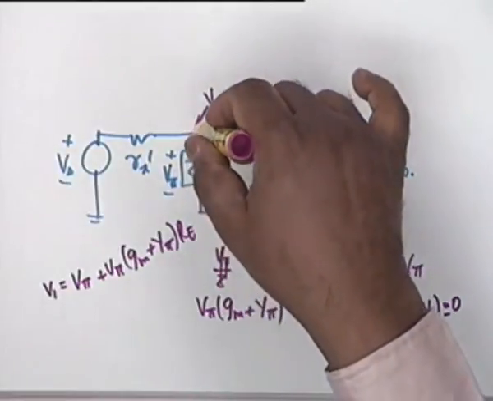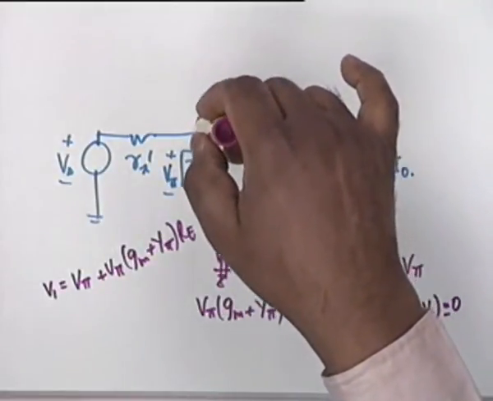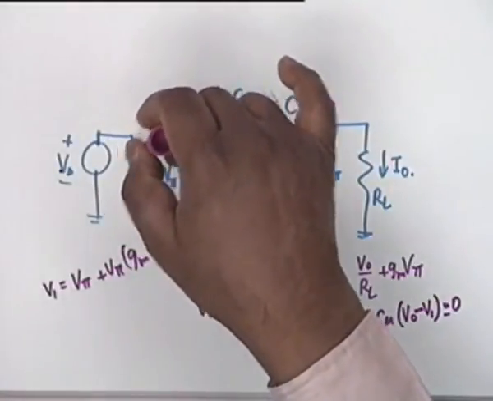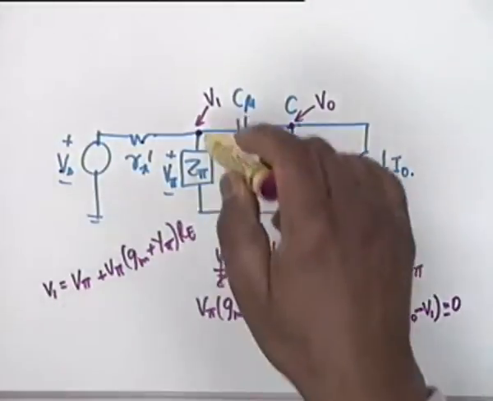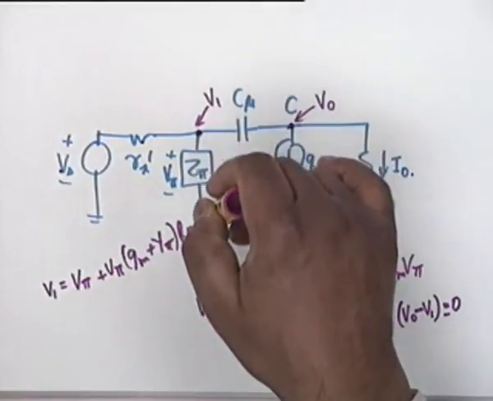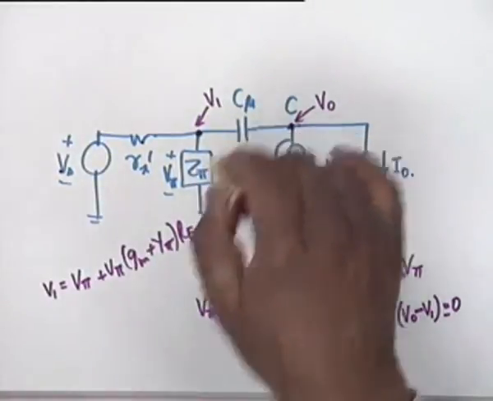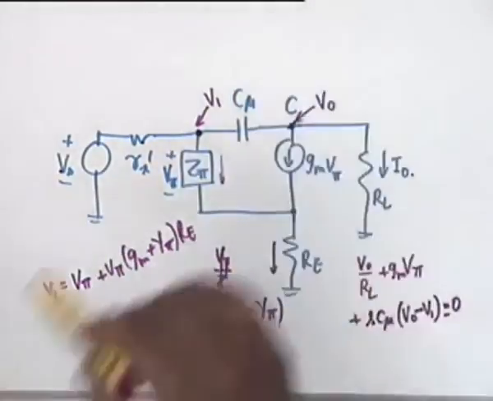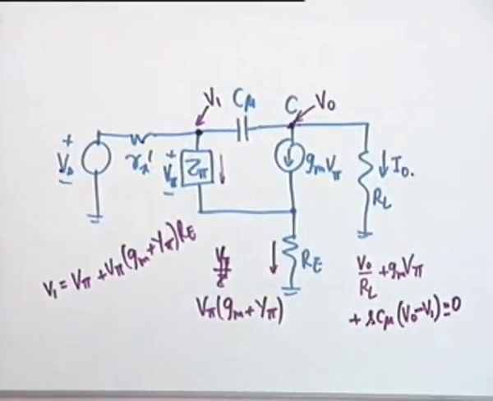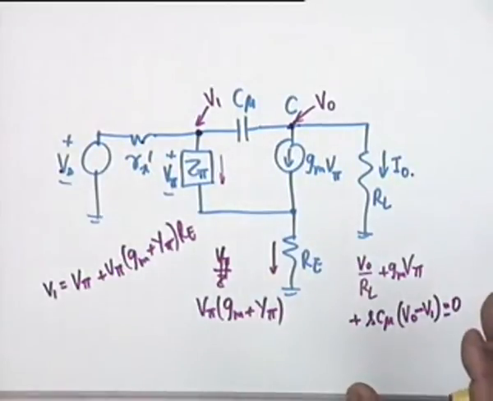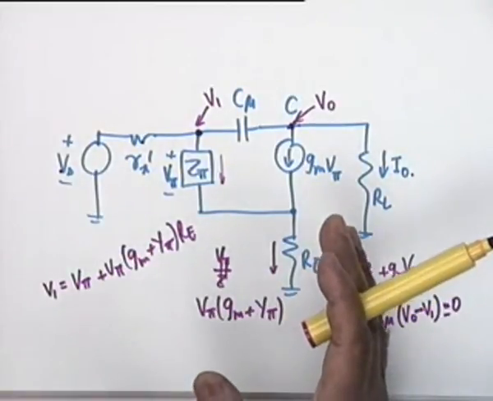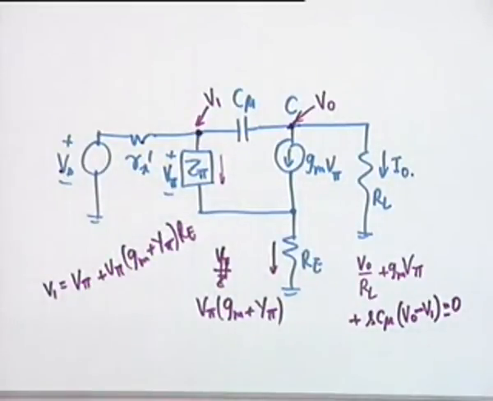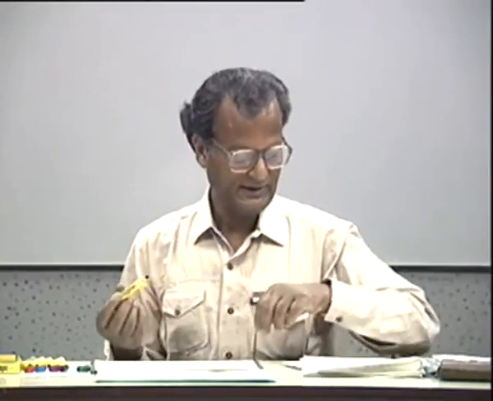For this node, the equation would be (V1 - Vs)/Rx' as the current going away, plus Vπ/Zπ, the current through this, plus (V1 - V0)sCμ should be equal to 0. So eliminate V1 and find V0 in terms of Vs, and then find I0. I0 is V0/RL.